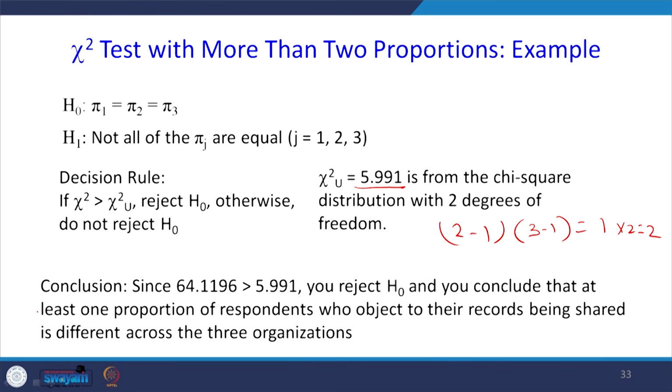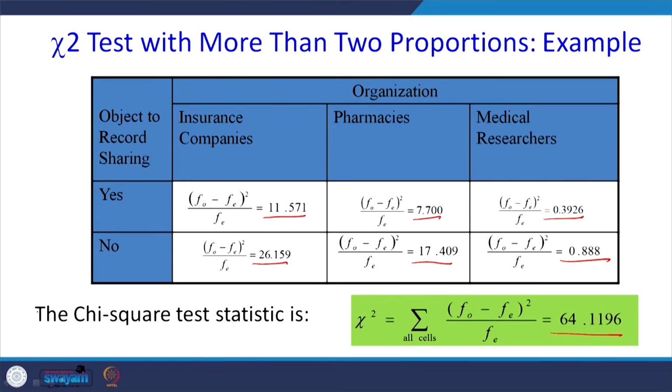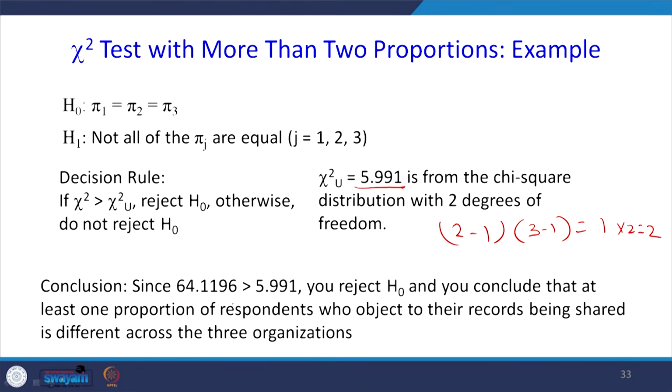But you see that our calculated value is 64.116. So it is bigger than our table value, so we have to reject. And we can conclude that at least one proportion of the respondents who object to their records being shared is different across the 3 organizations. So what happens when you reject a null hypothesis? We can say it is not always equal, somewhere it is not equal. So, not all of the pi j are equal.